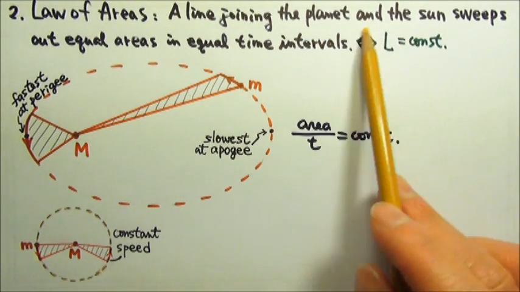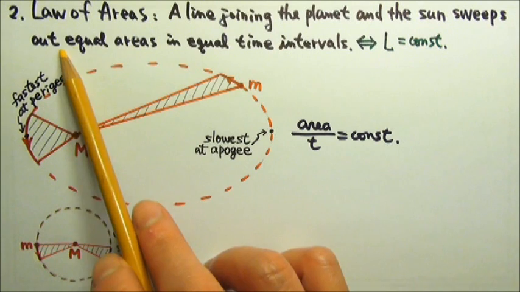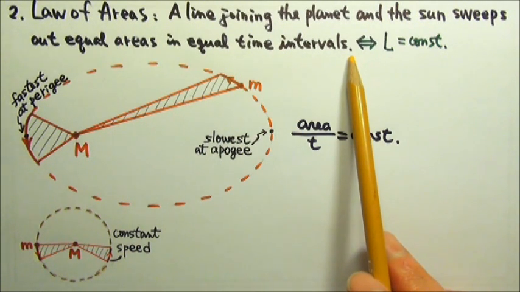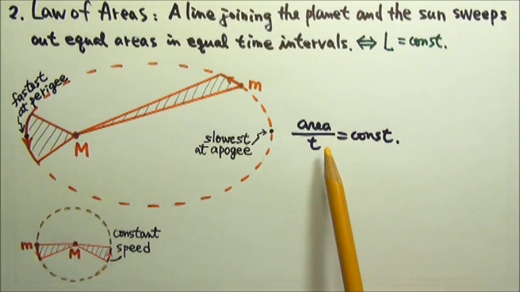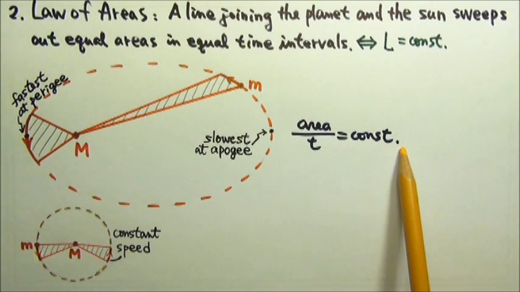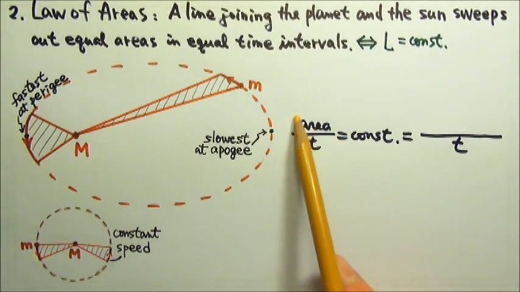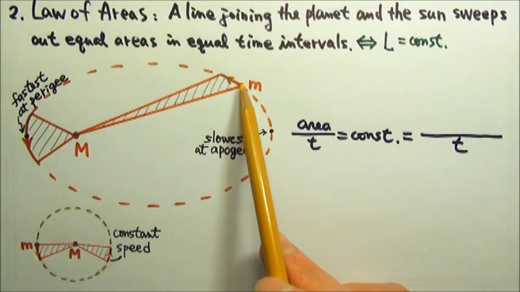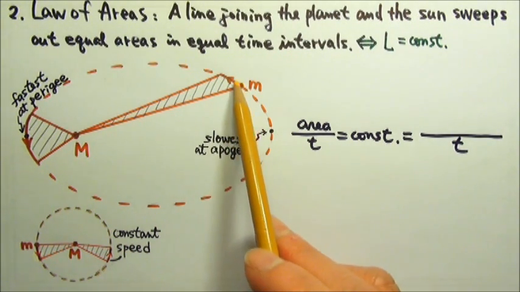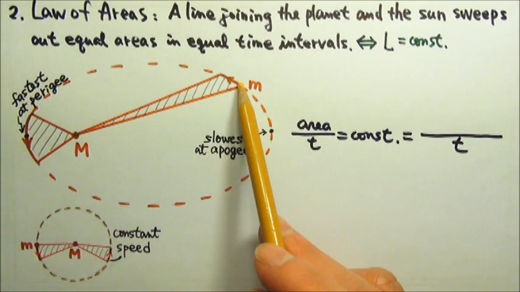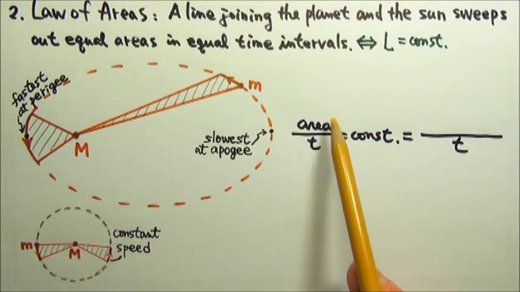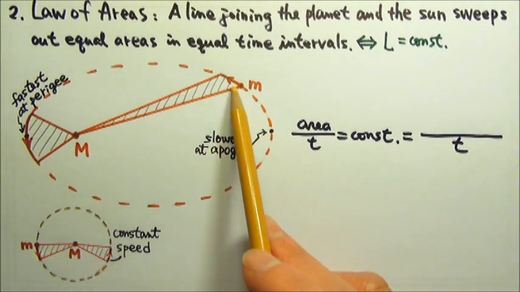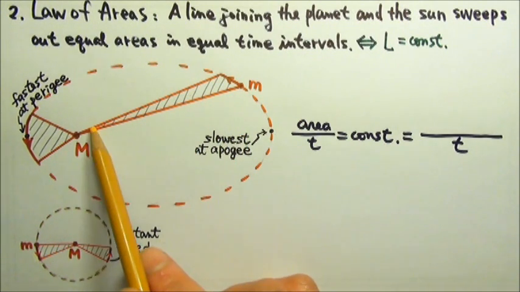Now let's prove this. Equal area in equal time intervals means the area is being swept out at the same rate. Area divided by time is a constant. The area is the area of this triangle. If we look at a very short amount of time, then this is kind of straight. That means the area is the area of this triangle.